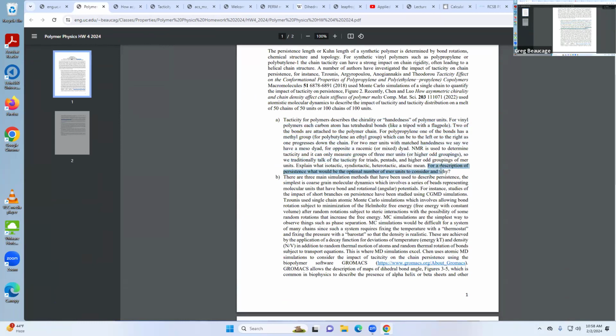For a description of persistence, what would be the optimal number of Murray units? So that depends on what you're interested in. In other words, is a dyad good enough? Probably not. Is a triad good enough? Triads are normal to say for isotactic polypropylene, but that doesn't really tell you anything. Because if it's 1,000 units long, you only know about 3 unit groupings. And you can see if you throw one monkey wrench into it, it changes the whole thing. That's kind of the point of this paper, right?